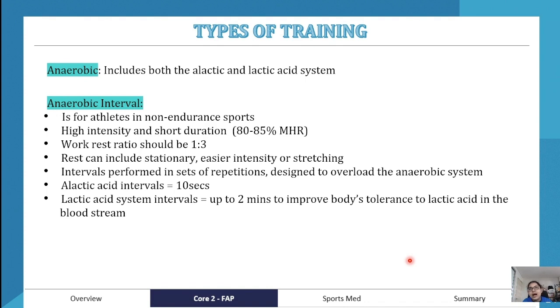Remember, with all of these exercises and training types, the purpose is to become better, to make your anaerobic or aerobic energy system better and enhance its performance. Hence why they are designed to overload in order to improve, and that's something that you talk about in the principles of training, when we talk about how progressively overloading the system is important. Alactic intervals include 10 seconds, and lactic acid intervals can include up to 2 minutes to improve the body's tolerance to lactic acid in the bloodstream.